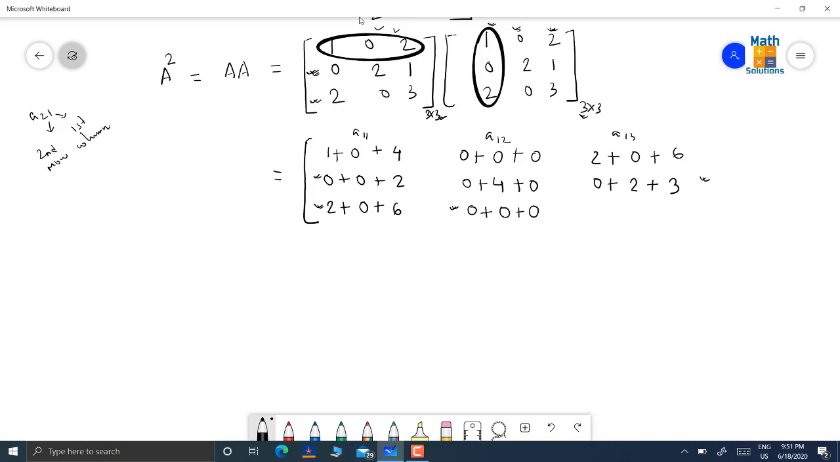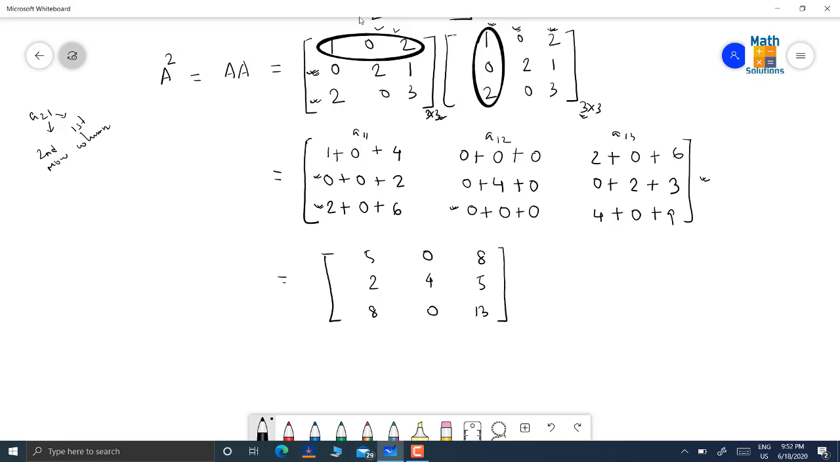Now let us check the third element of this third row. So 2 into 2 it is 4 plus 0 into 1 it is 0 plus 3 into 3 it is 9. So the result comes like this. It is 5, 0, 8, then after 2, 4, 5, then here I get 8, 0, then 13. So this is the result for this A square.